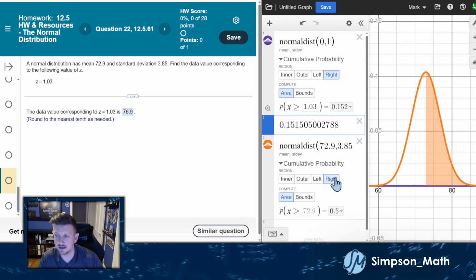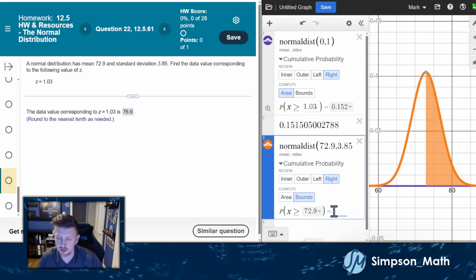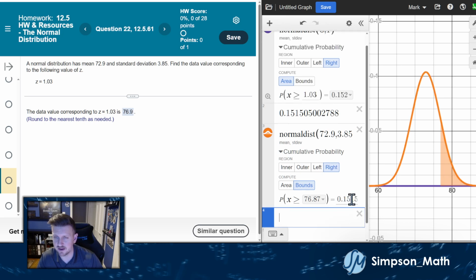I'm going to make it be the right, but this time, instead of inputting the bounds and computing the area, because I don't know those, I'm going to input the area and output the bounds. So I'm going to put in an area to the right. I'm going to go ahead and paste because I've copied this number: 0.151505002788. I'm putting in all those numbers right here.